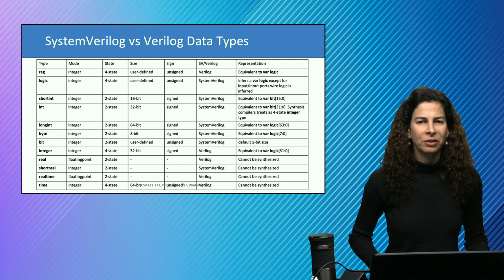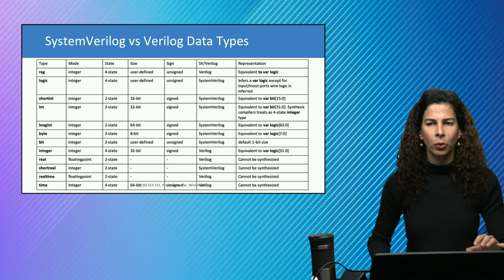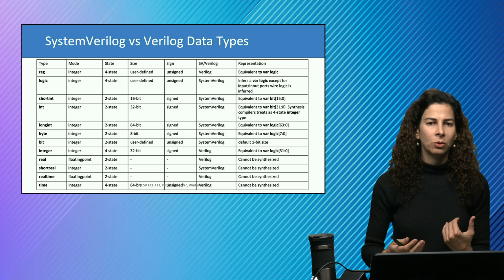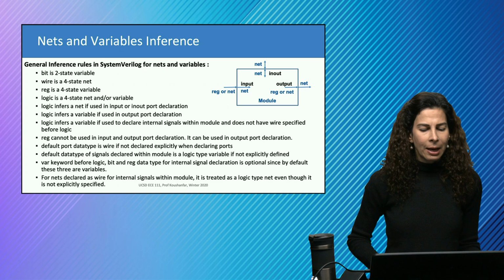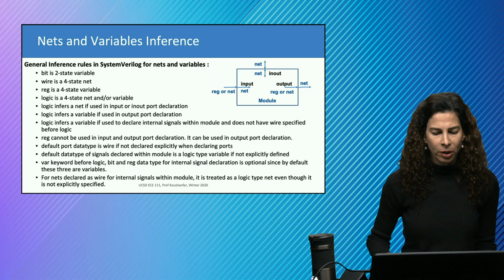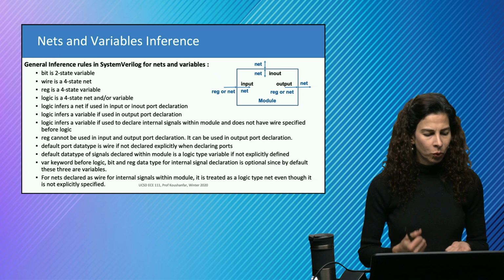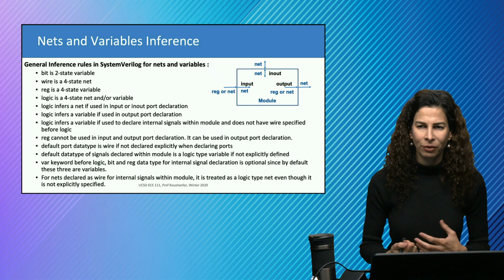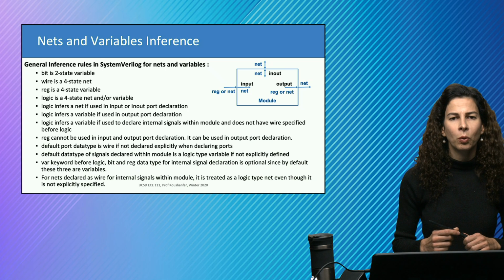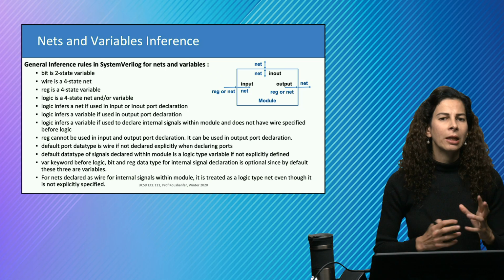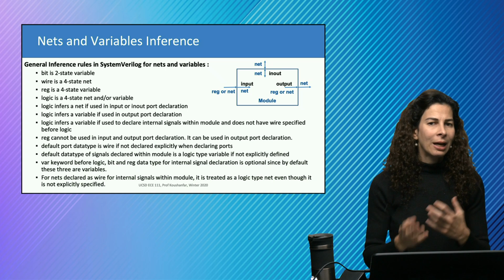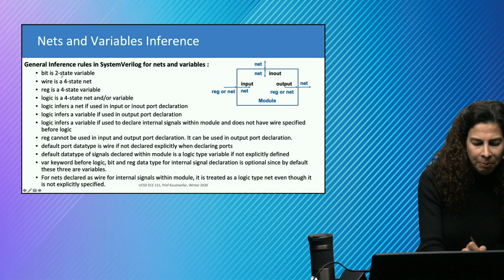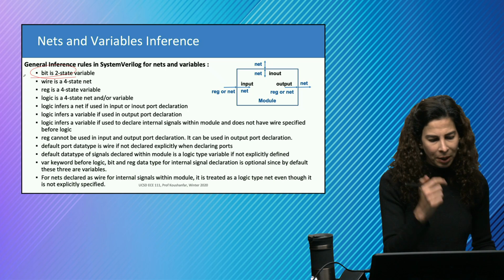Here's more syntax for SystemVerilog versus Verilog data types. I'm not going to go through the details of everything on this table, but if you ever need to reference something, you're welcome to look at this slide. The inference for this has some general rules. Again, it can be boring if I just read from the slides, but take a look if you want to use 2-state or 4-state variables in your program. Some of them are common sense. For example, the bit is a 2-state variable, as you would expect. Wire is a 4-state variable.